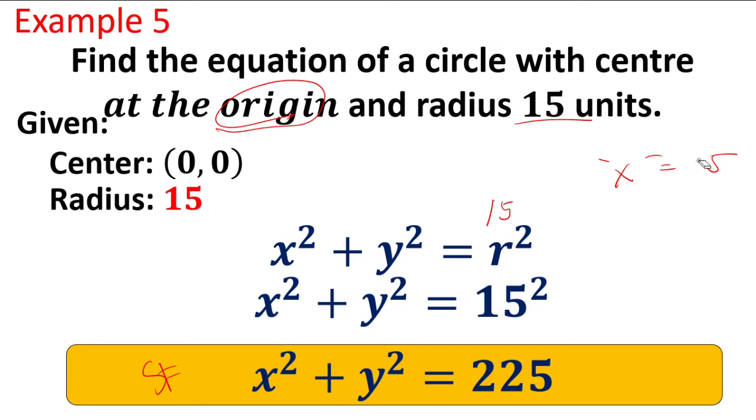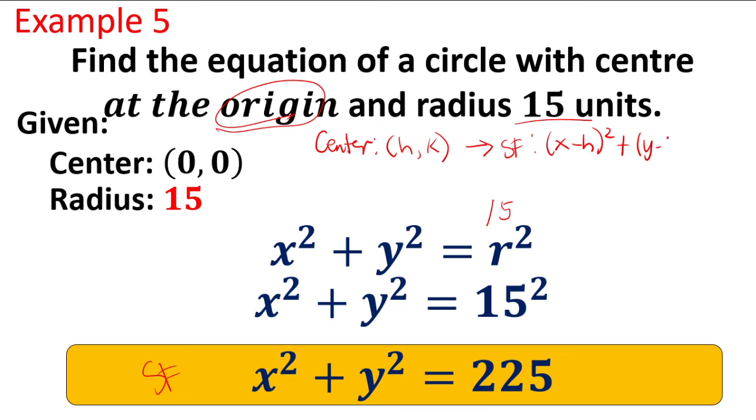So, mag-review lang tayo ng mabilisan. Kapag ang center mo ay located siya sa h and k, ang standard form mo ay x minus h quantity square plus y minus k quantity square is equal to r squared. So, yun ang gagamitin mong standard form.